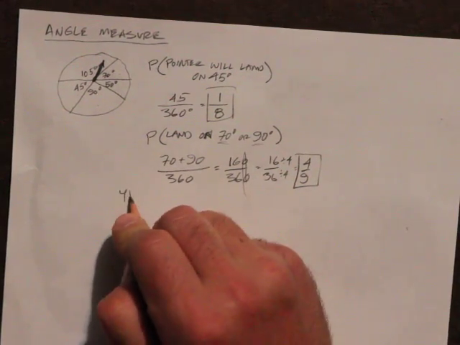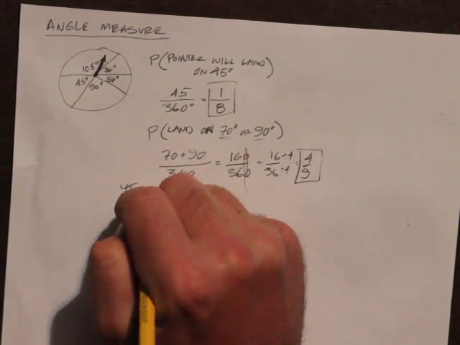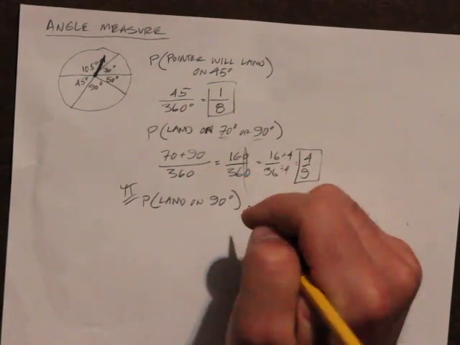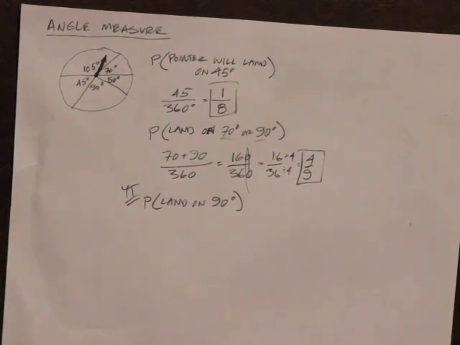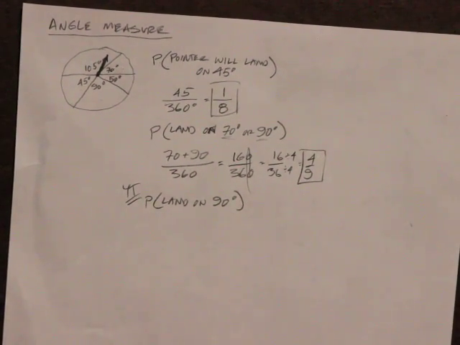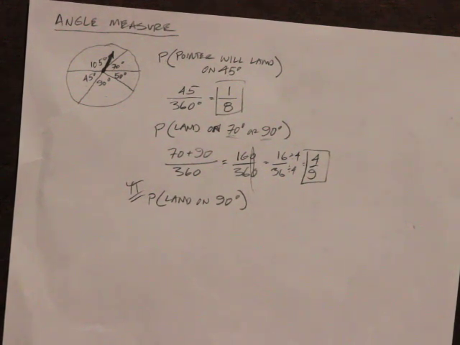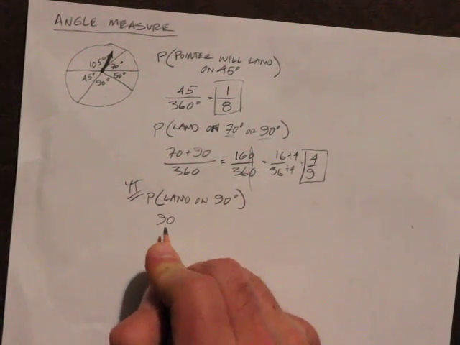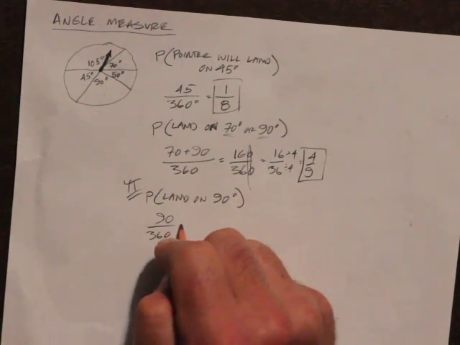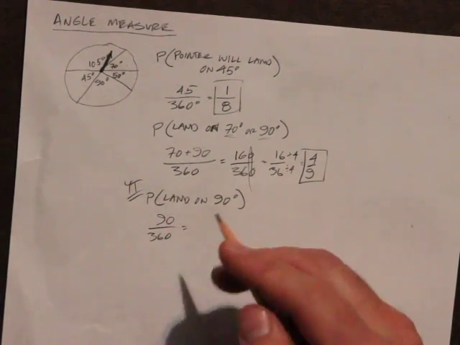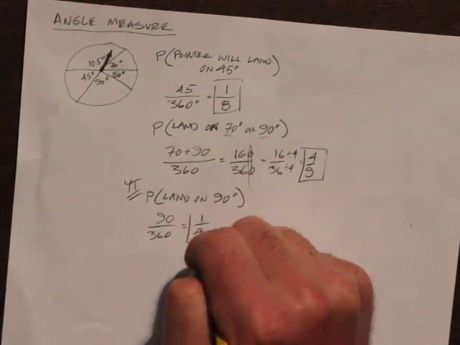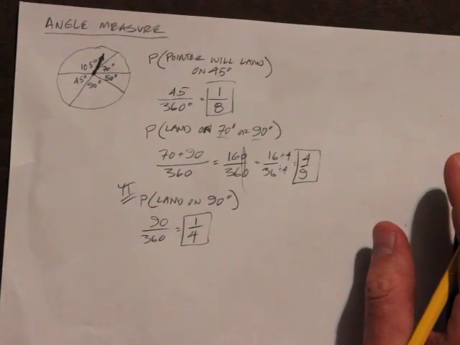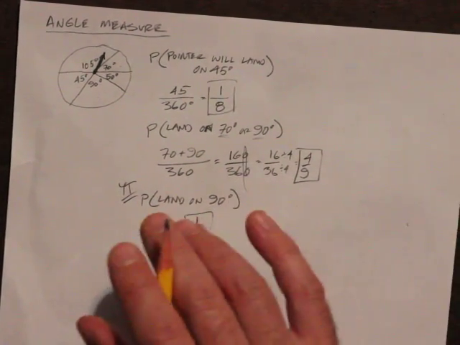Alright, you do this one. Find the probability that the pointer would land on 90 degrees. Remember to simplify your fraction. Alright, pause. Alright, let's see how you did. I'm going to take my target, which is 90, put it over my total, which is 360. And 90 goes into 360 4 times. 1/4 is my answer. How'd you do? You can't really tell me how you did because I'm recording this, but I hope you got it right.